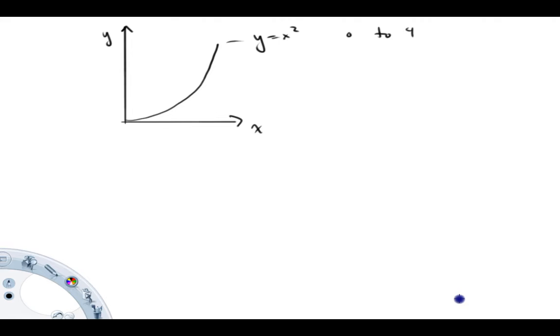The purpose of this video is to demonstrate how to use the limit process to basically turn an area estimate into an exact area. So what we're going to do here is try to calculate the exact area under the curve y equals x squared from 0 to 4.